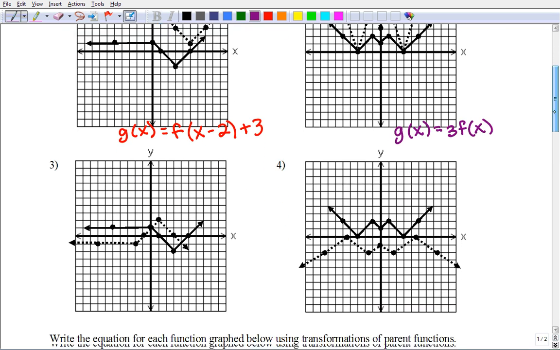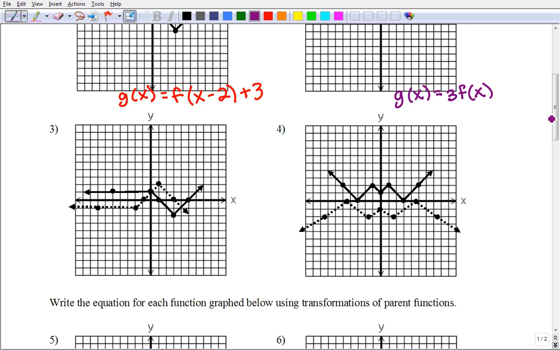Let's look at some more examples here. Okay, on number 3, if I compare the shape, the two of these, the dash and the solid, they are of the same shape. They weren't stretched or compressed in any way. But I can see that where this used to kind of open up, this V here, it now opens down.